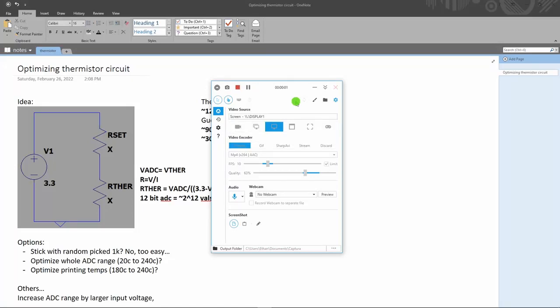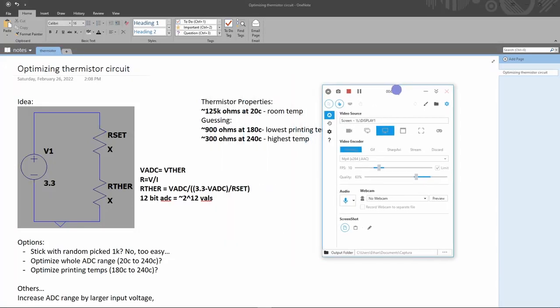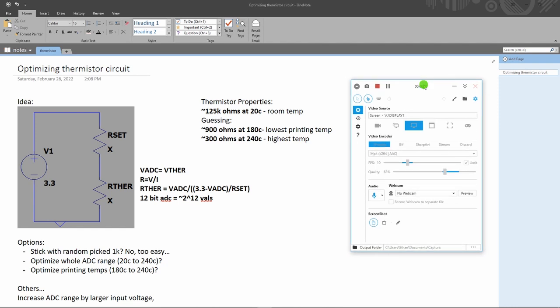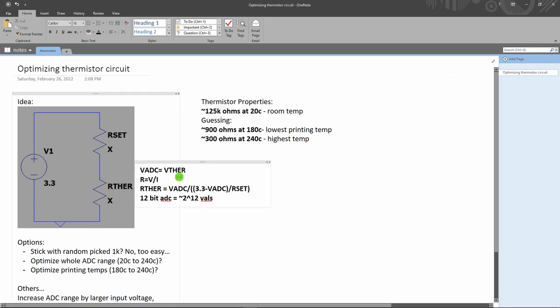I wanted to make another video concerning how I'm going to be optimizing the thermistor circuit for the 3D printer filament maker. So right here we have the circuit. It's just going to be powered by the 3.3 volts, which is on the microcontroller. We're going to have a set resistor, and then we're going to have the thermistor.